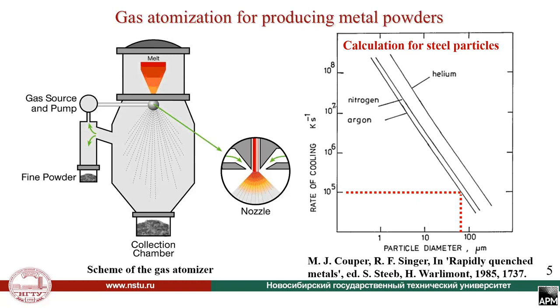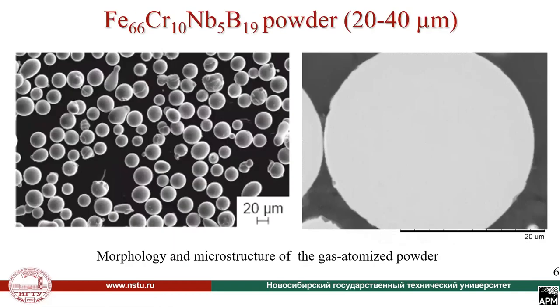At the beginning of this work, we started with an investigation of the morphology and microstructure of this powder. It can be seen that the particles have spherical shapes. Also, the microstructure, presented in the picture on the right side, shows that these powders do not have grain boundaries, which means that they do not have a crystalline phase in their volume.